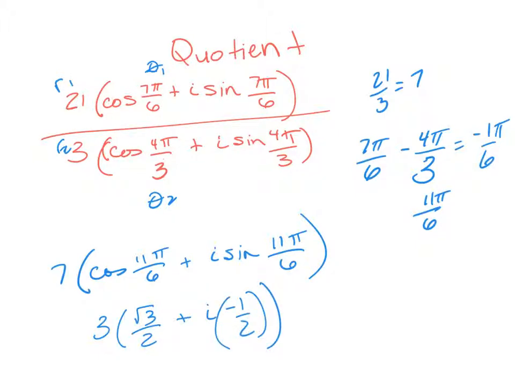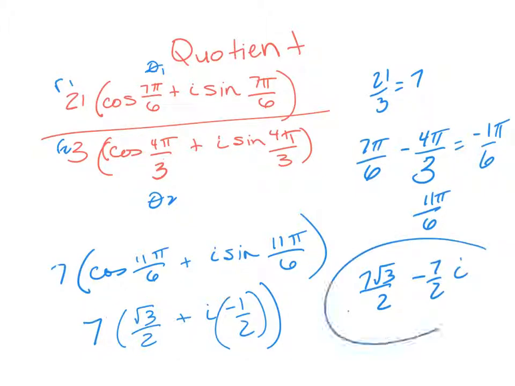And now we put in, oh, that's not a 3, it's a 7. So then now we distribute in the 7. And we get 7 root 3 over 2 minus 7/2 I. And that's your final answer.